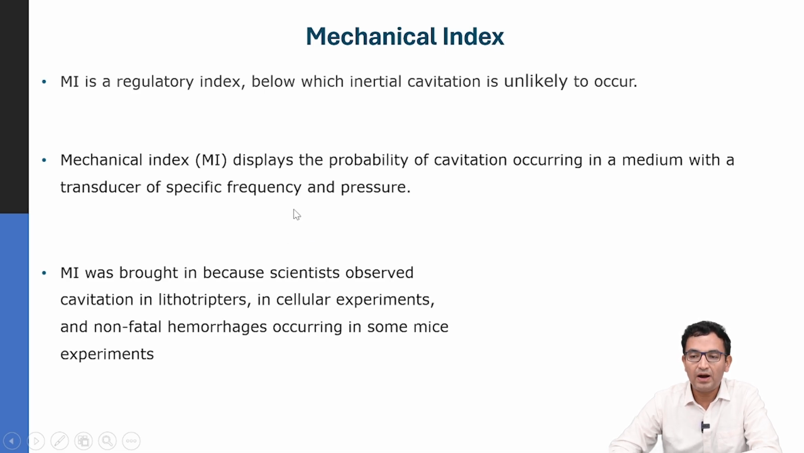So how did MI develop? Scientists observed cavitations using high amplitude sources such as lithotripters. There were also some experiments in cells and in lower organisms where cavitation induced bioeffects were observed, and some non-fatal hemorrhages were observed in some mice experiments. So all these events sensitized the scientists to the possibility of cavitation in the human body, and therefore a mechanical index was developed as a result of a collaborative endeavor between scientists and regulatory agencies.